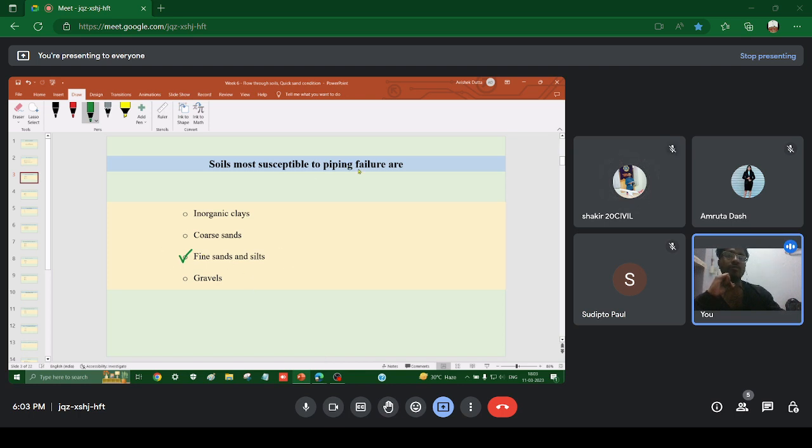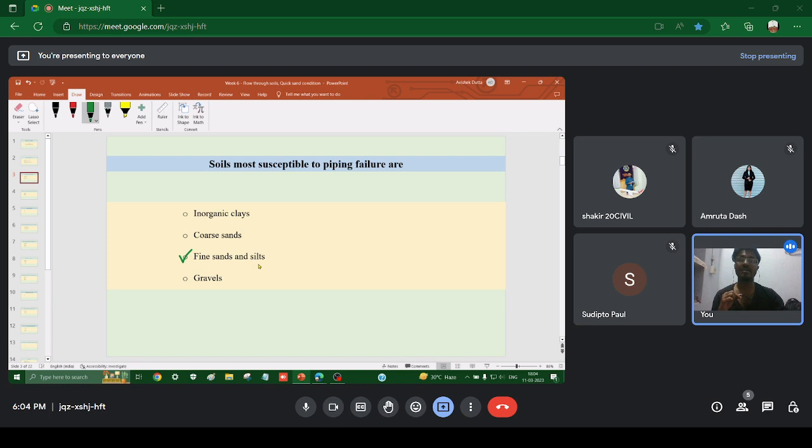Piping failure leads to the quicksand condition. For piping failure to occur, the soil must flow upward, and for the upward flow of soil there should be continuity in the pores, right? If the pores are inconsistent, that means one pore is at this place, another pore is at that place, the soil can't move upwards. And inconsistent pores is what happens in coarse sands and gravels. Organic clays are highly cohesive soil, so they are permeable but not porous.